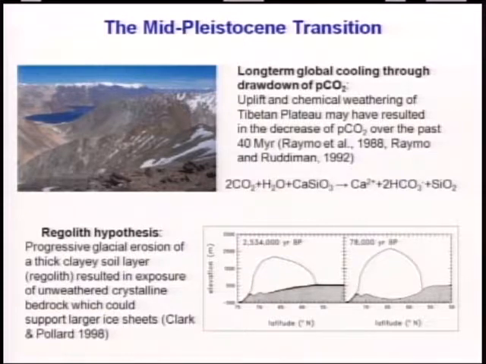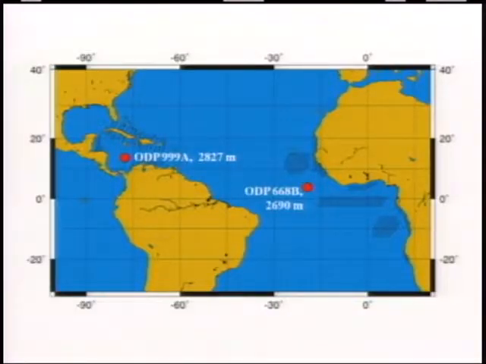So these are just two hypotheses that have been put forward, and I'm going to test this one that looks at the long-term drawdown of atmospheric CO2. I'm going to show you data from two sediment cores today. The first one, for the mid-Pleistocene transition, is ODP 668b in the eastern equatorial Atlantic.